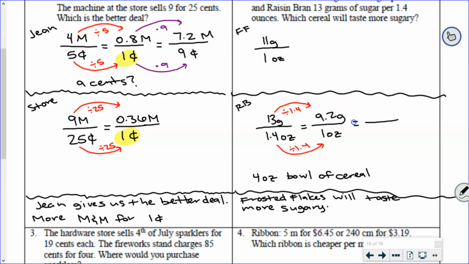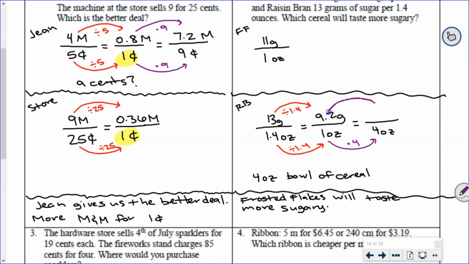So again, the goal now is to turn the ounces that was 1.4 into a 4. Do you know how to change a 1.4 into a 4? But do we have to go that route? No, because we already turned the 1.4 into a 1. Can I turn a 1 into a 4? And I do that by multiplying by 4.